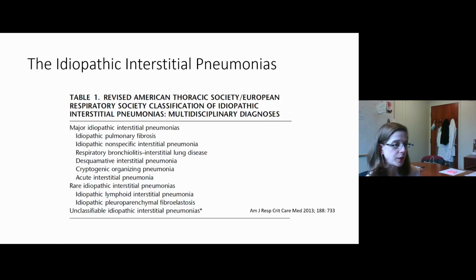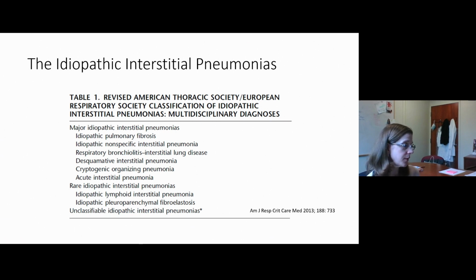I mentioned to you that there was a revised publication that suggested a different way to categorize these diseases. I'm not going to spend too much time on this, but you should read this if you're interested, because it's very helpful for different approaches to categorizing diffuse parenchymal lung disease. So you can categorize it by major forms versus rarer forms.